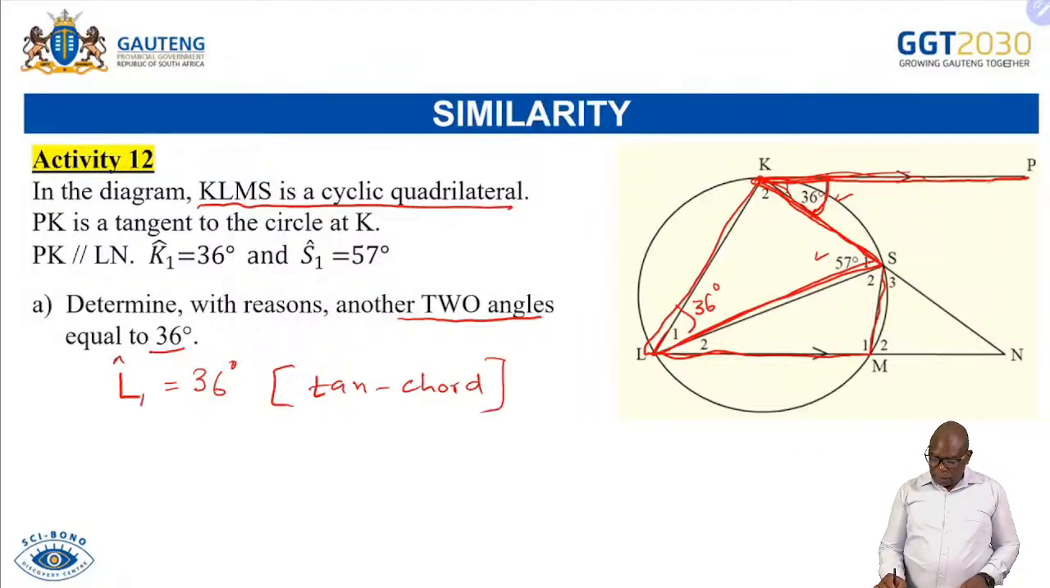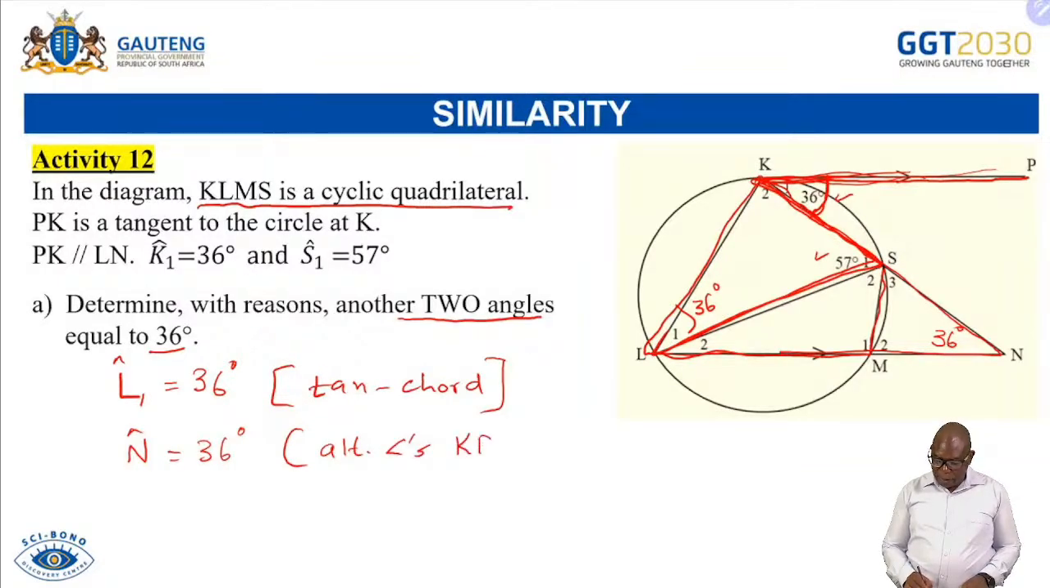The next one here, if I check, this line is parallel to that and that line is parallel to that, so therefore the N will be 36. So angle N will also be 36 degrees. The reason will be alternate angles. Parallel lines, you must write them down. KP is parallel to LN. Very, very important. Right.